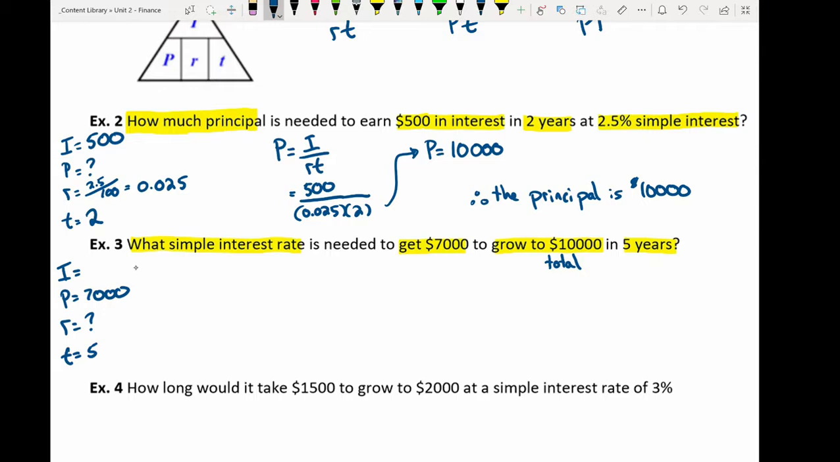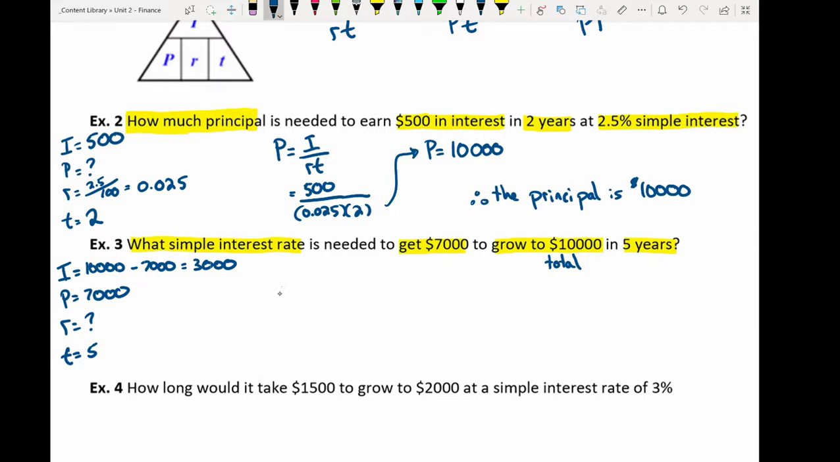If I want to figure out what just the interest is, I need to take that total amount of $10,000, subtract what I started with, which was the 7,000, and whatever's left over is the interest. In this case, $3,000. So basically this question is saying, at what rate do I need to go to get an initial amount of $7,000, earn $3,000 in interest, which in the end makes my total amount $10,000. So you do have to be careful when reading the question.